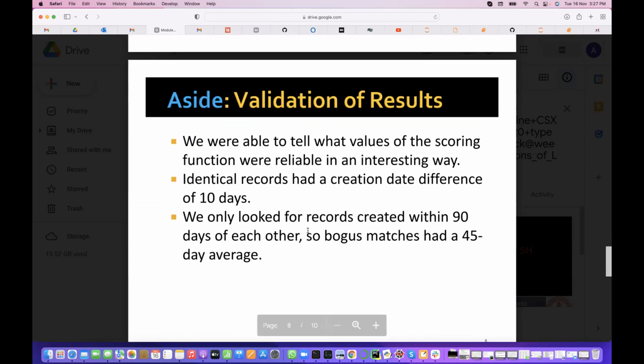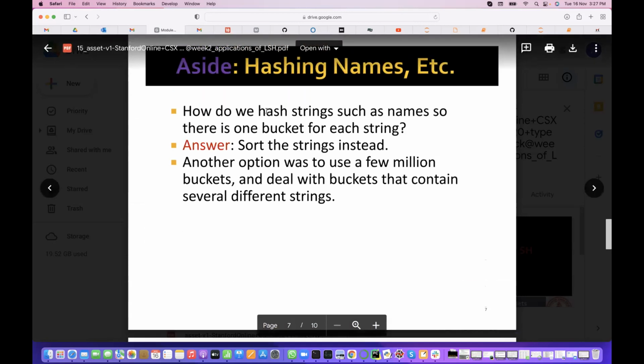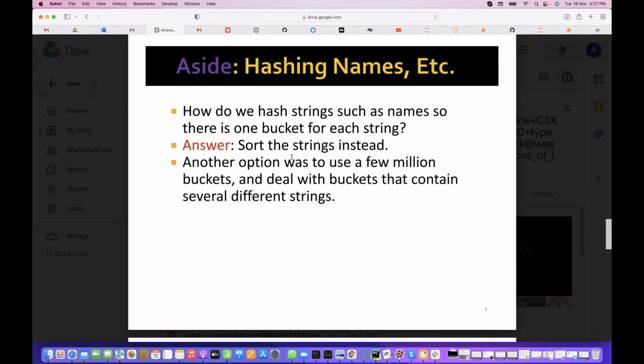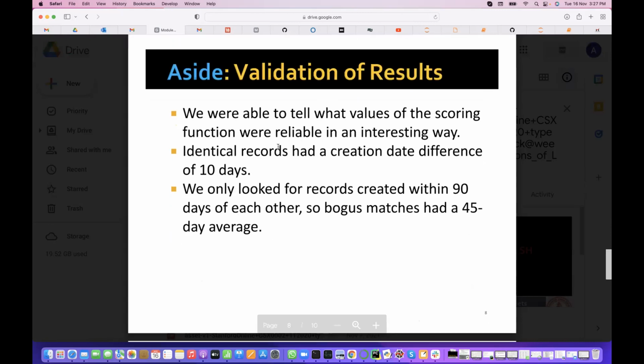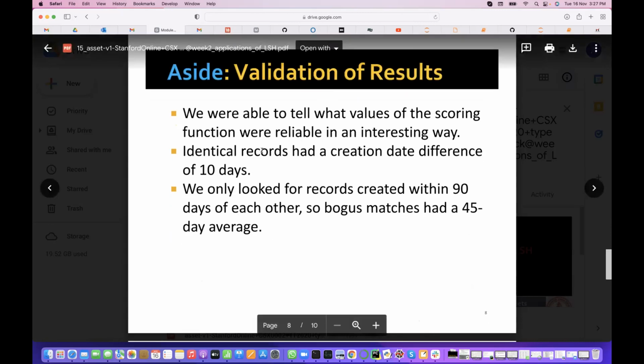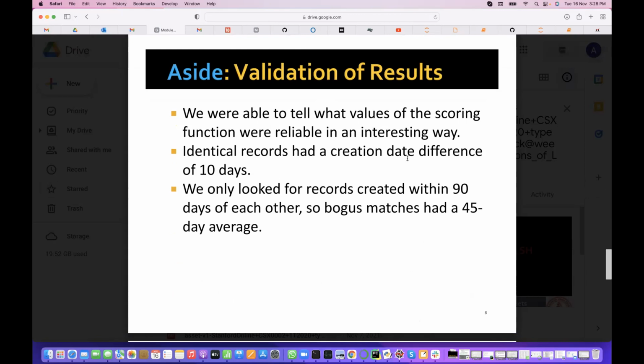So how do we validate these results? We use LSH or these other methods, sorting by same names, or sorting by phone number. All those things we apply and we get records. Then how do we evaluate those results? We were able to tell what values of the scoring function were reliable in an interesting way. Identical records had a creation date difference of 10 days. We only looked for records created within 90 days of each other. So bogus matches had a 45-day average.